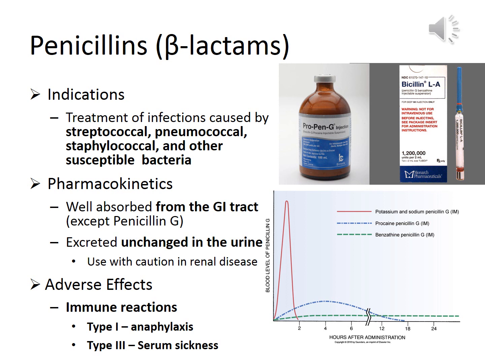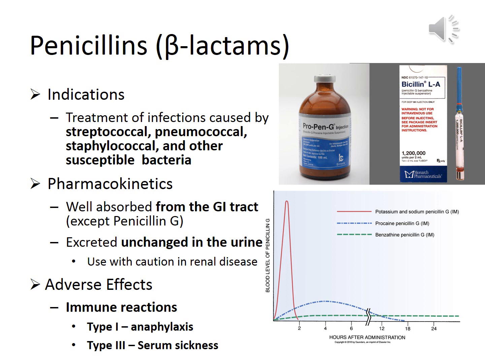So the indication for penicillin use, or specifically beta-lactam use, would be the treatment of infections caused by susceptible bacteria. Some common ones that we see are streptococcal infections, pneumococcal infections, staph infections, and I put on there kind of the other susceptible bacteria. Again, we could have some gram-negative ones in there as well, depending on which penicillin we decide to use.